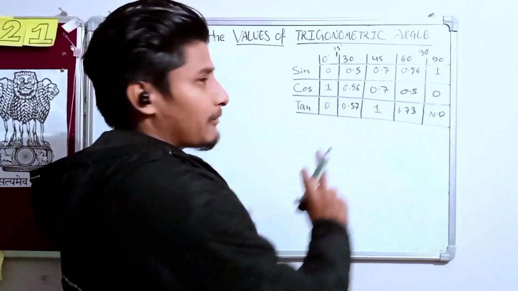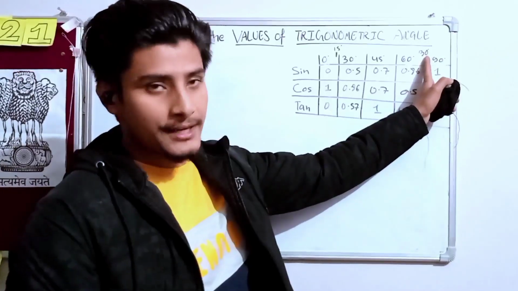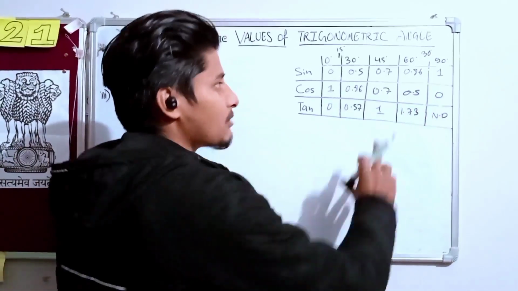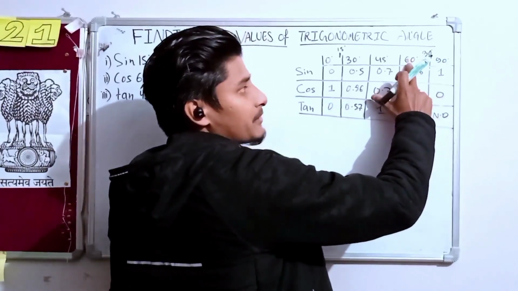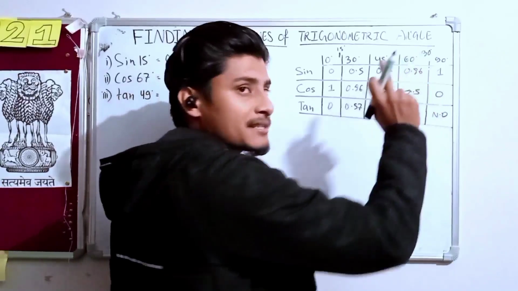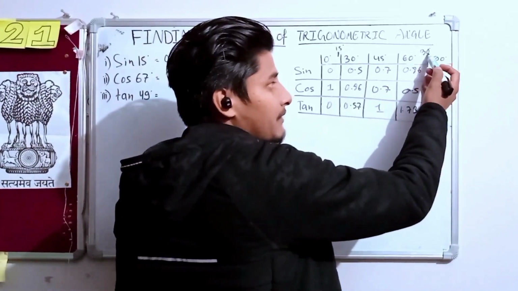See, now we need to find the value between 60 and 90, right? So the difference is 30 degrees of angle and the value goes from 0.5 to 0. It means the value is decreasing, right? So I need to see what the middle angle between 60 and 90 is. My mid angle is 75, right? Because 30 divided by 2 will be 15.